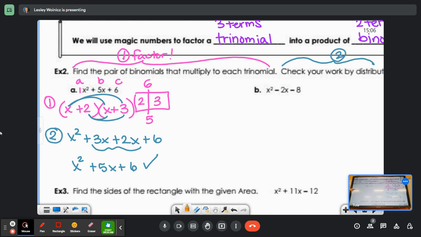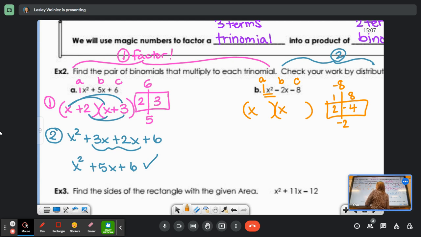What do I know? All right, so our A is 1, our B is -2, and our C is -8. So we want factors of -8 that sum to -2. So 1 and 8, 2 and -4. 2 and -4. You are correct. So get your parentheses ready. We know that it's going to take an x times an x to get x squared. And then we just put in our +2 and our -4. And that's part 1 done.